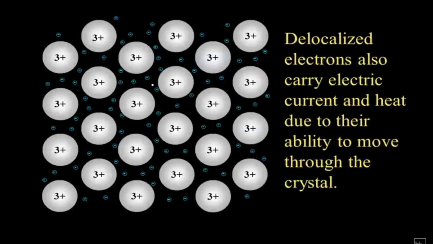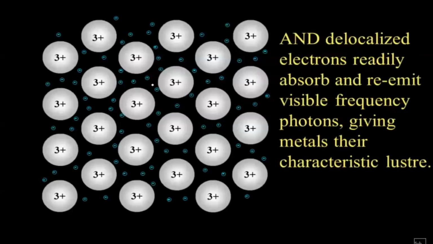How about electric current? Can this model explain that? Well, electric current is simply the movement of charge. And electrons are constantly moving through these spaces between the cations. They therefore are very able to carry an electric current. And that also explains their heat conductivity, the fact that they can move through the crystal. And what about the shininess, the luster of metals? If you think about where light comes from, the emission of visible light from electrons, well, the sea of electrons, these valence electrons, can very readily absorb and re-emit visible frequency photons, and that makes metals very shiny, very lustrous.